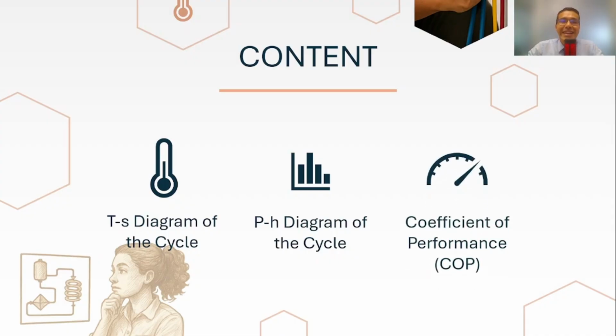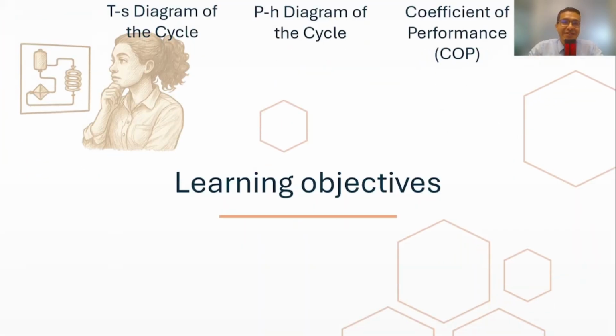Finally, we'll introduce the coefficient of performance, or COP, which tells us how efficiently the system operates. You'll learn how to calculate it from enthalpy values and understand typical COP ranges for residential, commercial, and heat pump applications. This will help you evaluate and compare system performance in real HVAC processes.